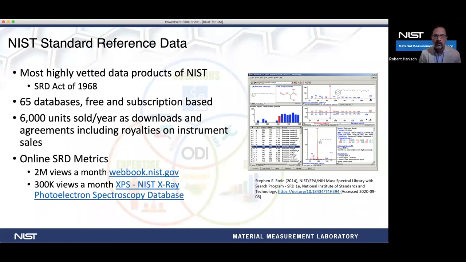Our standard reference data portfolio has 65 databases. Most are freely available. Some are subscription based according to the Standard Reference Data Act of 1968, which allows us to do cost recovery. One of our most popular SRD is called the Chemistry WebBook, which has over 2 million web views per month. I think it's the second most popular website at NIST after the time service. But we have a number of other databases that are accessed very, very frequently. And as I said, are used widely by industry to figure out how much steel to put in a bridge or how thick to make pipelines and all other very fundamental aspects of the private sector.